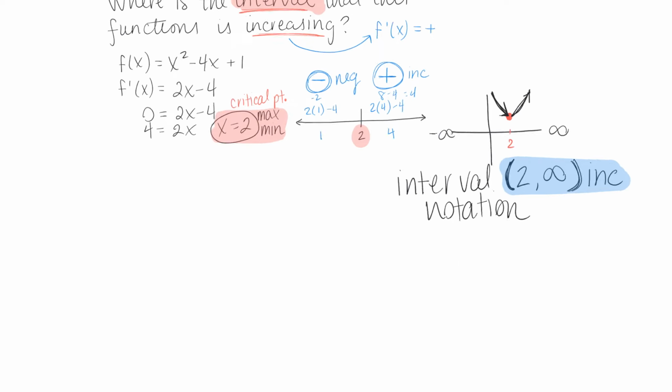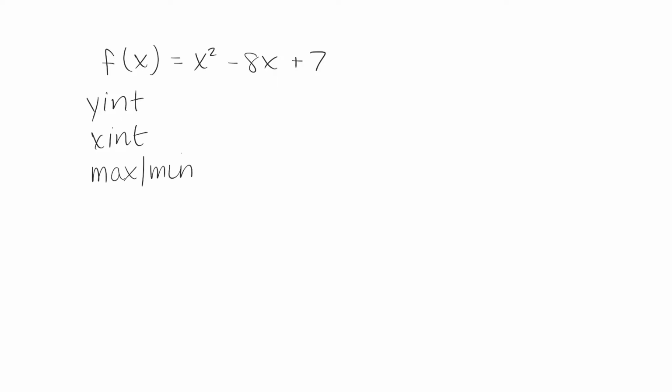Okay, let's try another one. Let's really kind of go for broke here. Here's our function. We're going to start with f of x equals x squared minus 8x plus 7. We're going to find the y-intercept, the x-intercept. We want to know the max and min. And we want to know the increasing and decreasing intervals. Lots to find, 4 things to find.